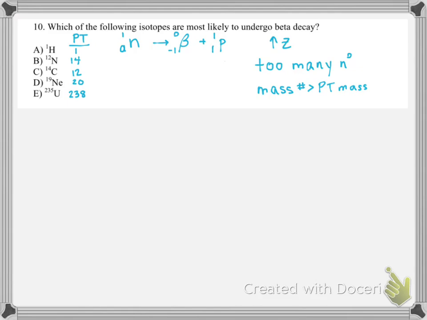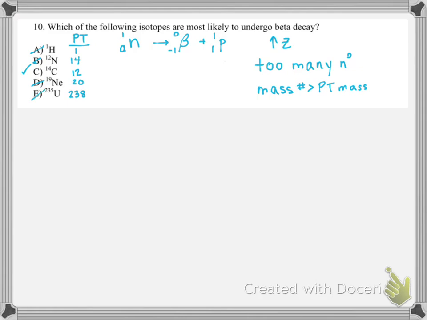And so for the hydrogen, the mass numbers pretty much match. So that's the stable isotope. So it's not going to undergo any sort of decay. For B, we have nitrogen, and its mass number is smaller than its periodic table mass. So this wouldn't undergo beta decay, it would do positron emission instead. Carbon-14, the 14 mass is greater than the periodic table mass of 12, which is the stable isotope. And so this would undergo beta emission. Let's look at the other ones. For neon, again, we have the mass number being smaller than the periodic table mass, so that would do positron emission. And the same goes for the uranium.